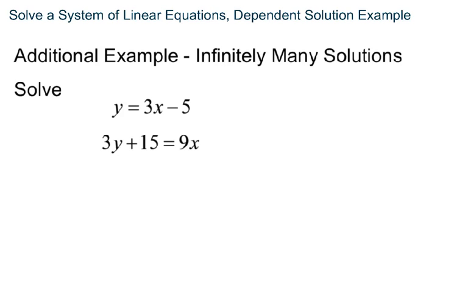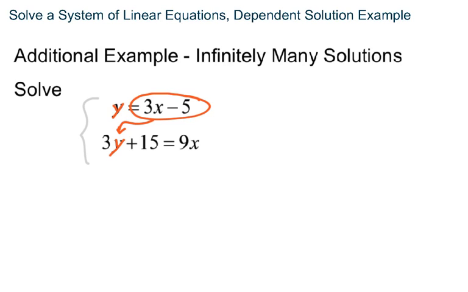Now, here we have a system of equations, two variables, two equations. y equals 3x minus 5, as well as 3y plus 15 equals 9x. Now, I can choose to use the elimination or the substitution method to solve these systems. Since I already have y in terms of x, we're going to use the substitution method, and we're going to sub this in for y.